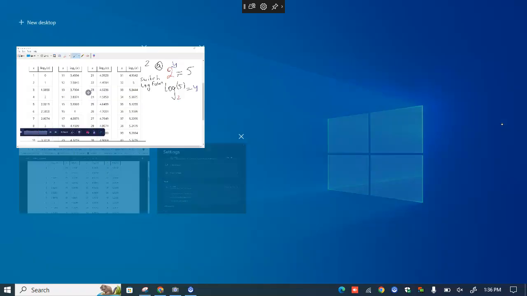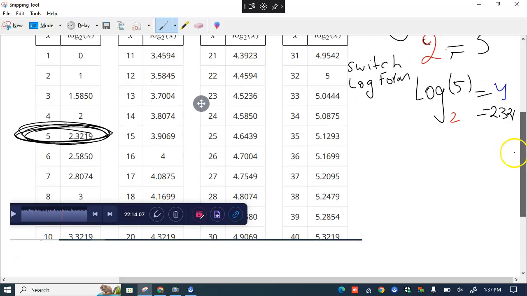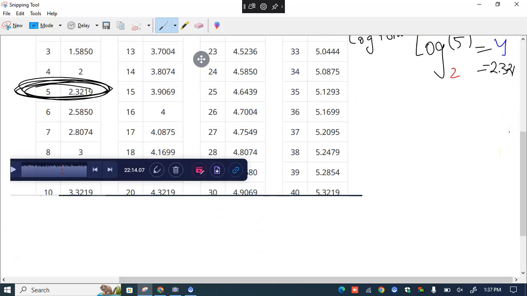Writing the exponential form and changing it to logarithmic form, because now we can know from the table where this 5 is. You can see 5 is right here, and they already gave us the answer, and the answer is 2.3219. Okay.